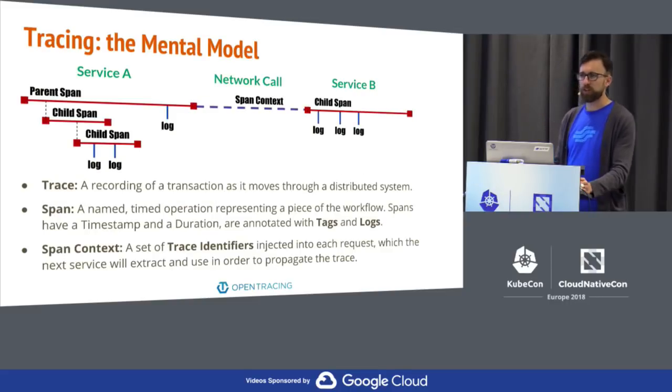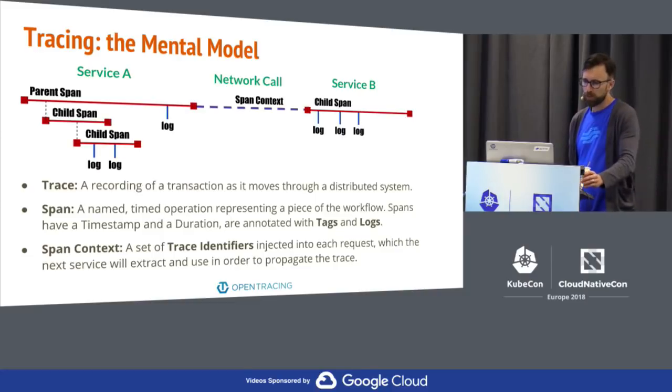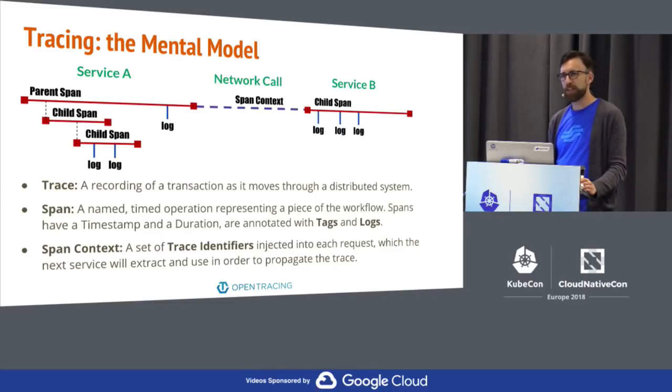This is the mental model of OpenTracing. So we have a bunch of terminology that is mostly borrowed from Dapper, which is a project I worked on at Google to do distributed tracing in that company. The trace itself is composed of what we call spans. A span is something that has a start time and an end time, and it describes a single unit of work.